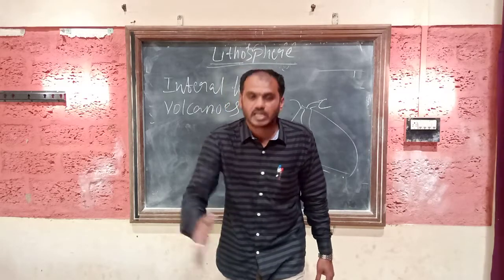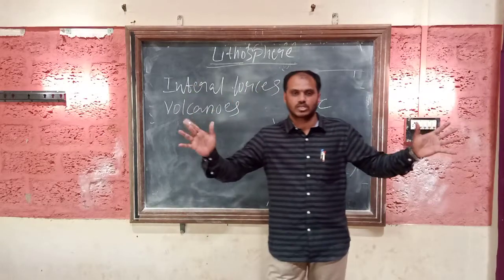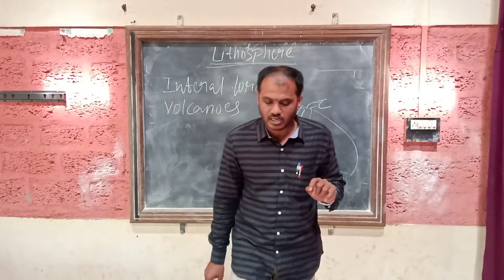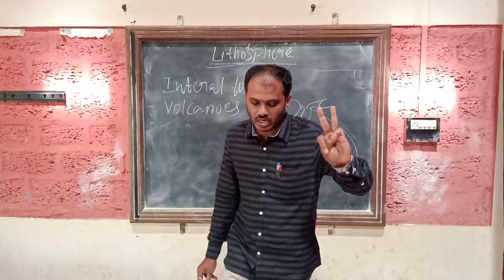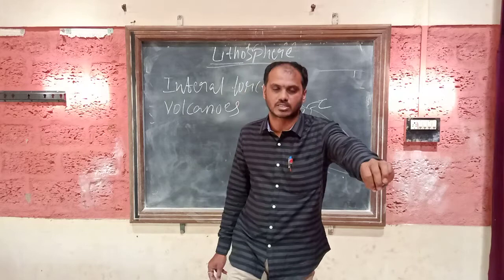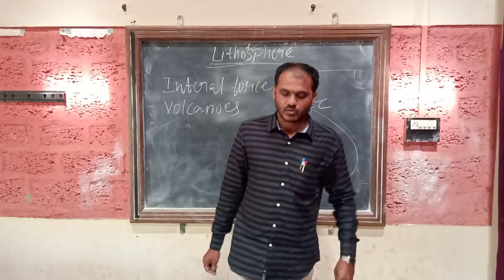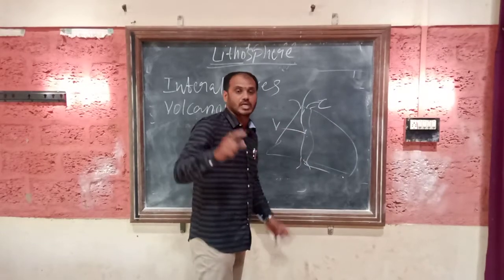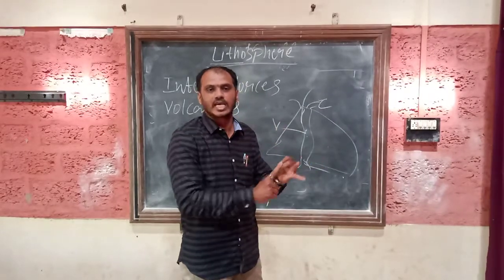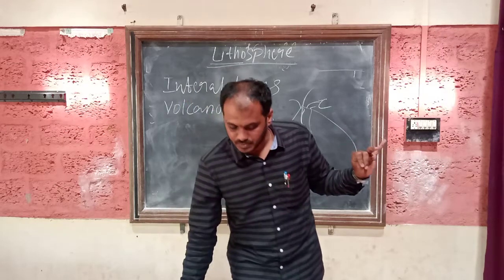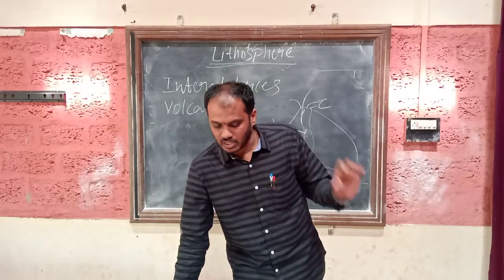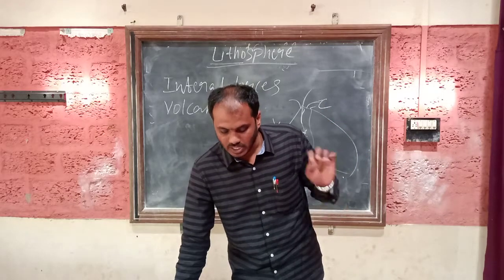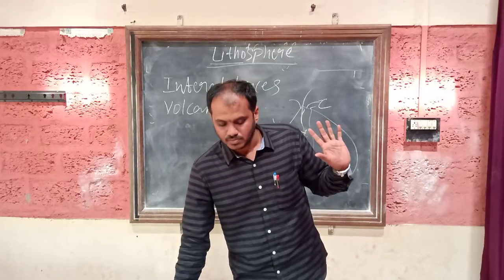Next comes the volcanic materials. The materials ejected from volcanoes are of three types: solid, liquid, and gases. Whatever comes out from a volcanic eruption is in solid, liquid, or gas form. Solids include volcanic bombs, pumice, and dust. Liquid is lava itself. Gases include sulfur compounds, hydrogen, and carbon dioxide.